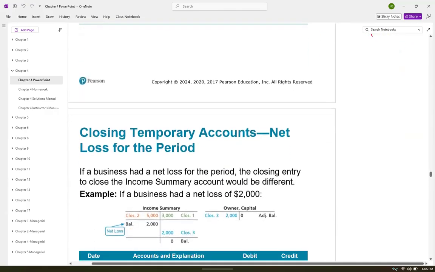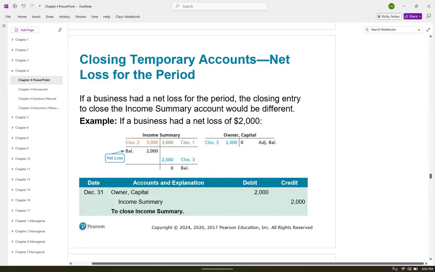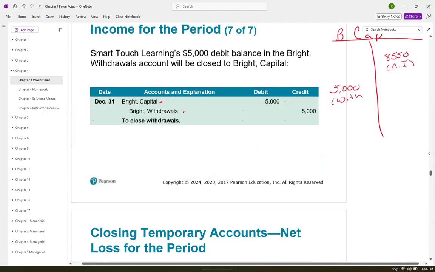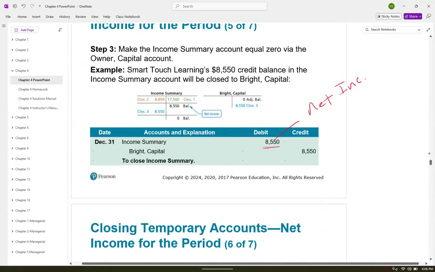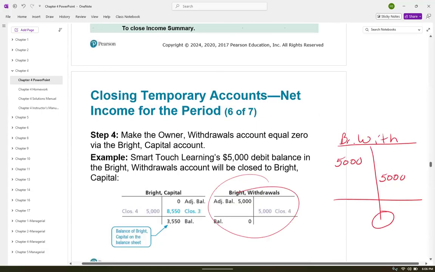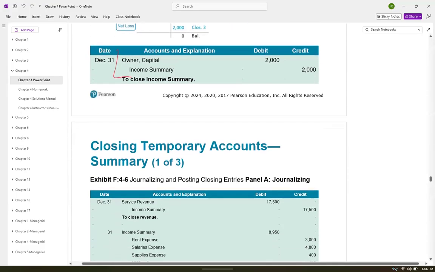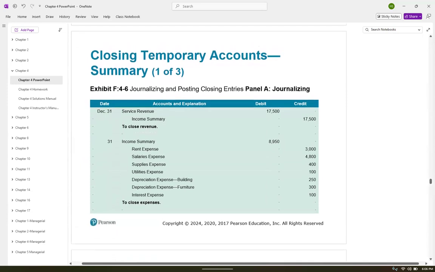Okay. Here, what is this? Oh, they told us if by some chance they had a $2,000 net loss, this entry right here is actually flipped. So I try not to go up and down too much. So right here, we debited income summary and credited Bright Capital. Notice how this is exactly opposite when it was the net loss, because remember that income summary would have a balance on the opposite side. So here is a summary of all of those.